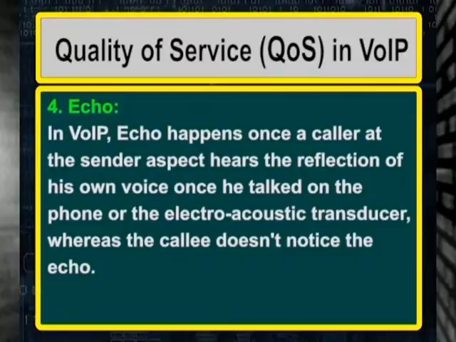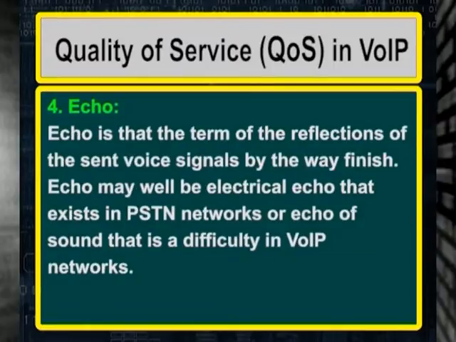Echo. In VoIP, echo happens when a caller at the sender side hears the reflection of his own voice when he talks on the phone or the microphone, whereas the callee doesn't notice the echo. Echo is the term for the reflections of the sent voice signal by the far end. Echo may be electrical echo that exists in PSTN networks or acoustic echo that is a difficulty in VoIP networks.